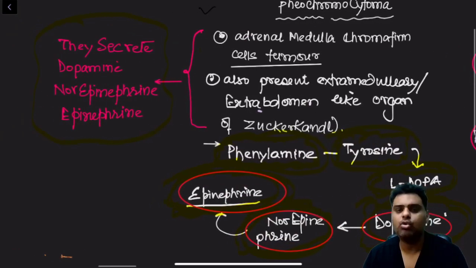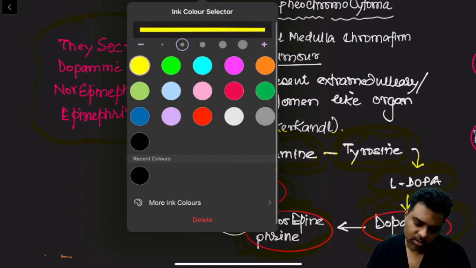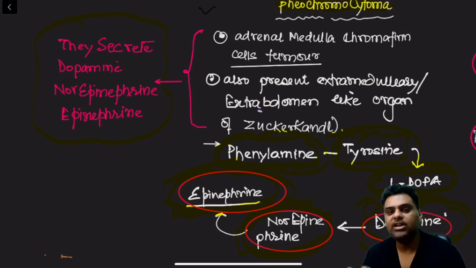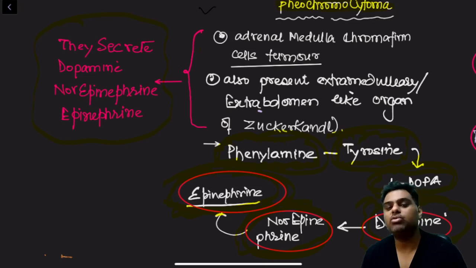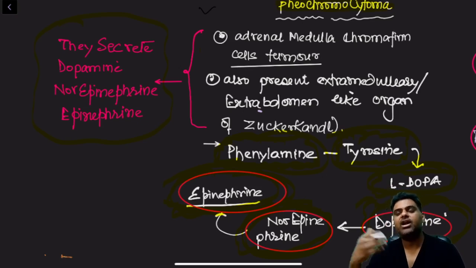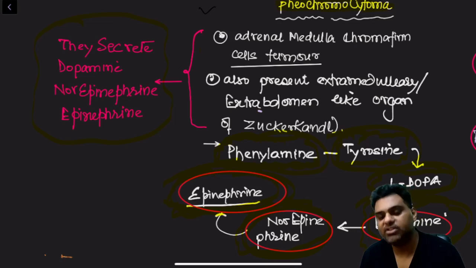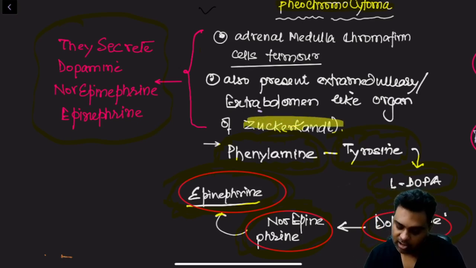First, understand what is pheochromocytoma. We know that we have the adrenal medulla. In the adrenal medulla, we have chromaffin cells, and these chromaffin cells can go into malignant transformation and form a tumor, called pheochromocytoma. But please remember, these chromaffin cells are present in the adrenal medulla, but they are also present at extra-adrenal sites. For example, where the aorta bifurcates, there is a special accumulation of chromaffin cells, just like the chromaffin cells of the adrenal medulla, and they are called the organ of Zuckerkandl.